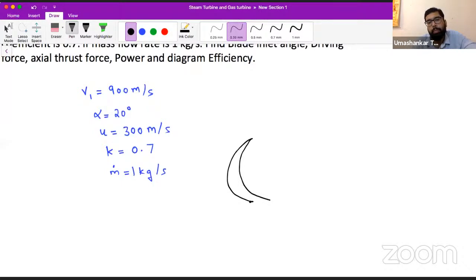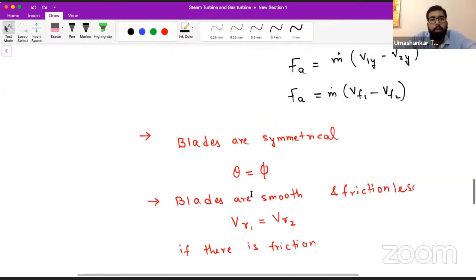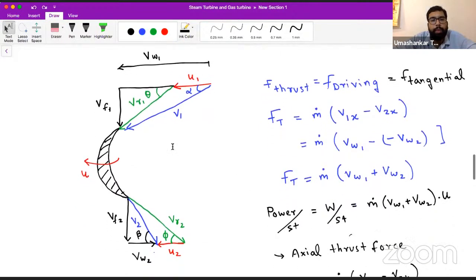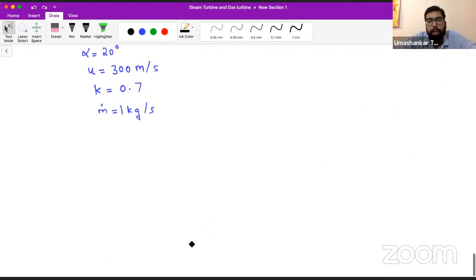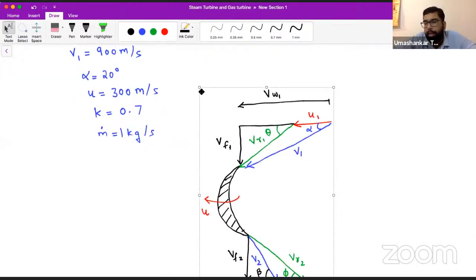We cannot remember all this formula. So what we must do, we must draw the velocity triangle. I am copying this velocity triangle I have already drawn, and we can use this velocity triangle again here.